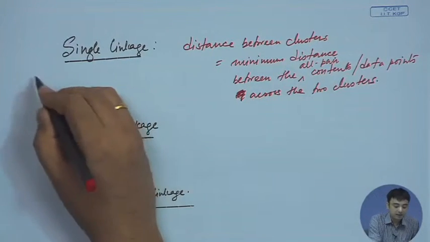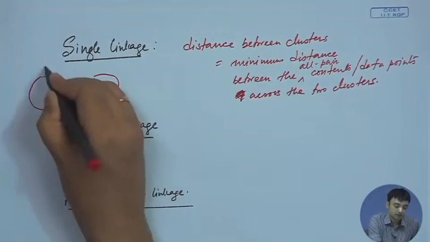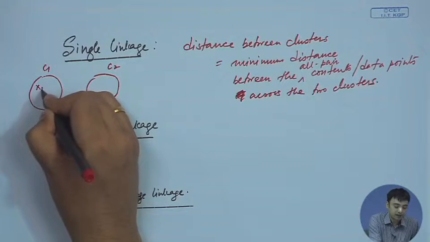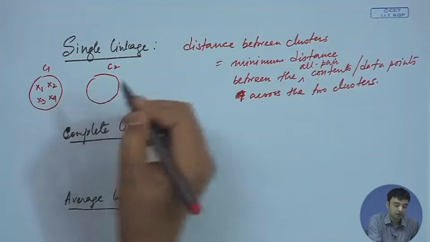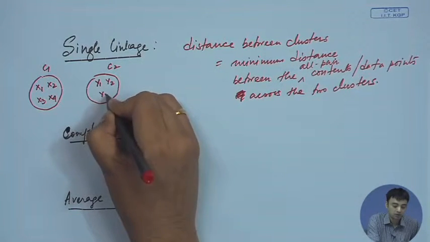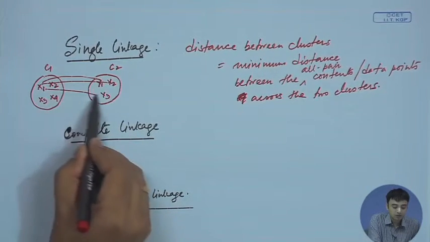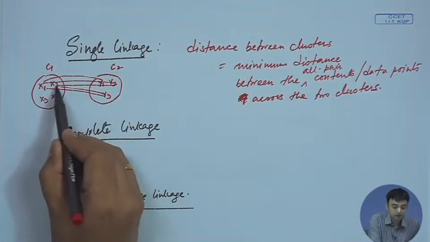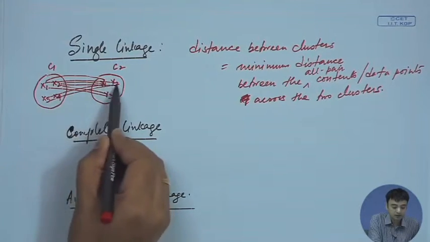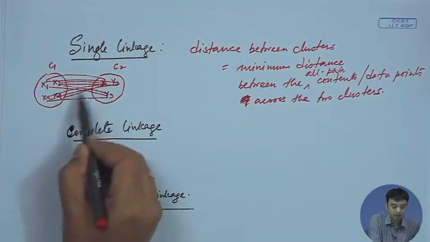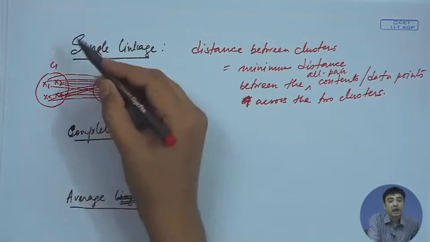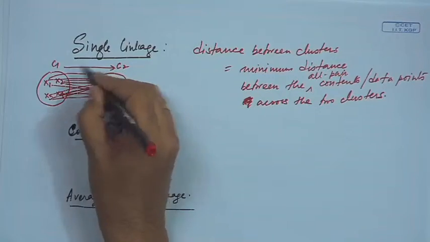So, basically what we mean, say for instance, if you have two clusters C1 and C2 and there are data points x1, x2, x3 and x4 here, and there are data points y1, y2 and y3 here. So, you find out pairwise distance between x1 y1, x1 y2, x1 y3, x2 y1, x2 y2, x2 y3, x3 y1, x3 y2, x3 y3. Similarly, x4 y1, x4 y2, x4 y3, and among all these you find out the minimum. Among all these distances you find out the minimum distance, that is actually set to the distance between the two clusters. So, the distance between the two clusters is equal to the minimum of all these distances.